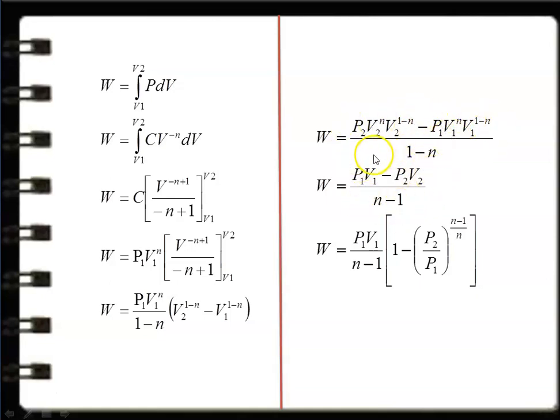Simplifying the numerator, it becomes P1 V1 minus P2 V2 divided by N minus 1. Here 1 minus N is replaced by N minus 1, we get a negative sign, and this is also changed: P1 V1 minus P2 V2 divided by N minus 1. Or we can take P1 V1 outside, so P1 V1 by N minus 1 into 1 minus P2 by P1 to the power N minus 1 by N. So, this is the work done for the polytropic process: W equals either P1 V1 minus P2 V2 divided by N minus 1, or W equals P1 V1 divided by N minus 1 into 1 minus P2 by P1 to the power N minus 1 by N. These two expressions are used for calculating work done for the polytropic process.